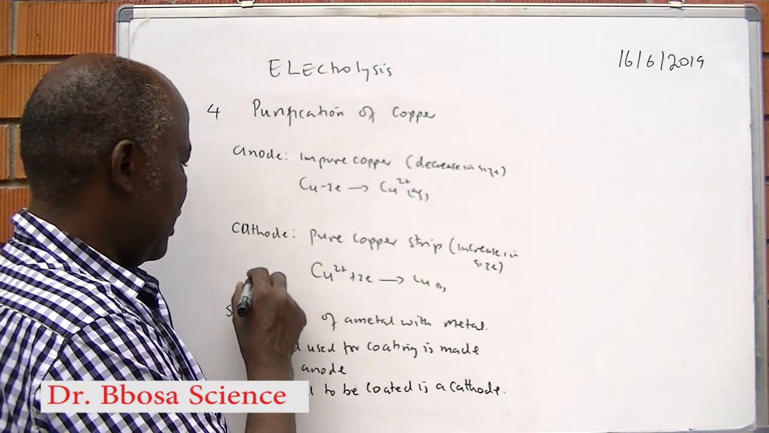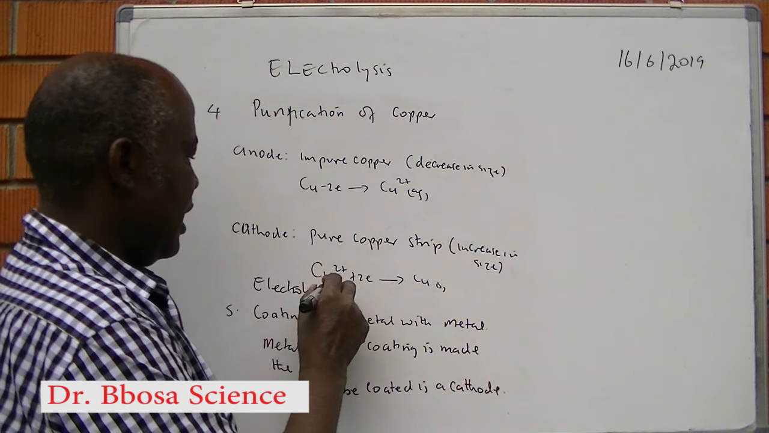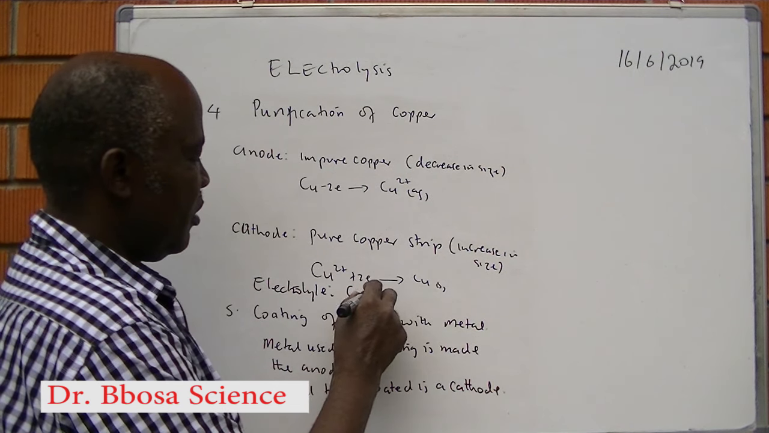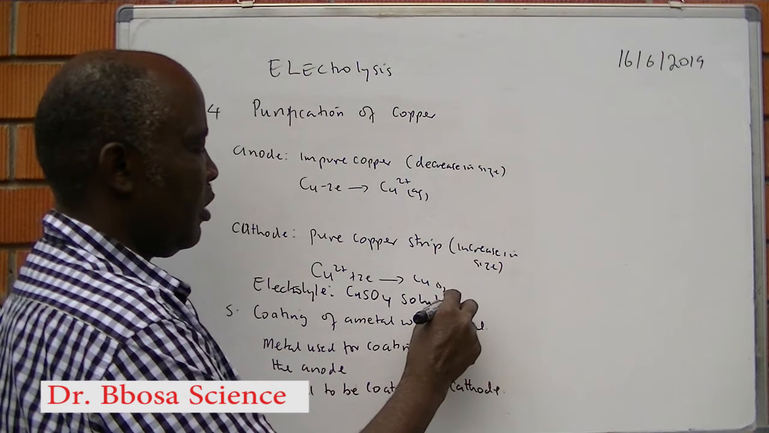So the electrolyte is copper 2 sulfate solution.